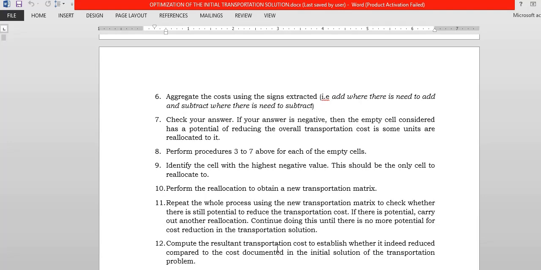And you continue doing this procedure until all your answers remain positive. When your answers remain positive, that means you have reached a conclusion. That means there is no further opportunity for you to reduce your cost of transportation, and therefore you stick to that, and that will become your final allocation of the transportation units. Okay, now that's a brief explanation about the optimization. So let's go to the question and we'll see how this is done.